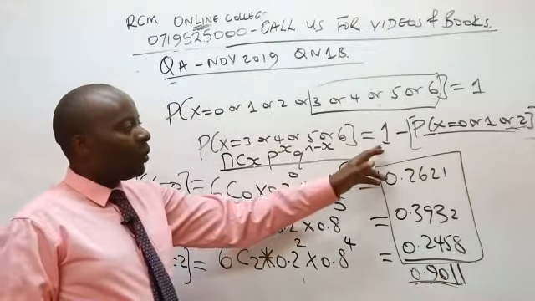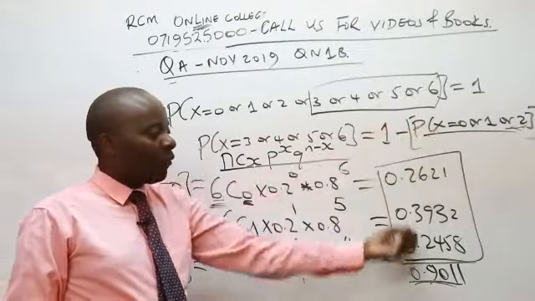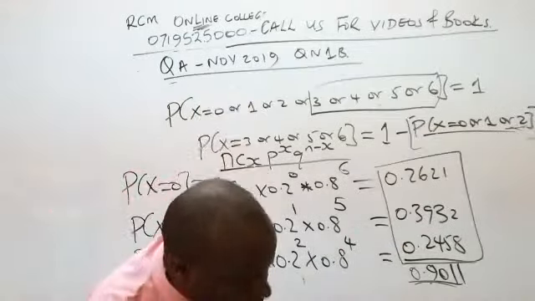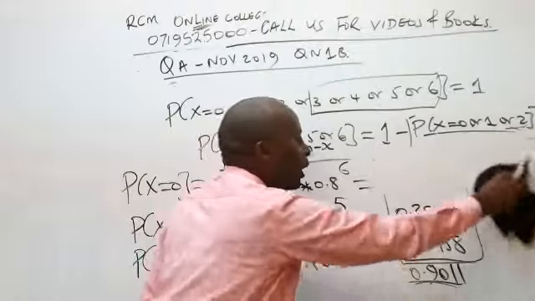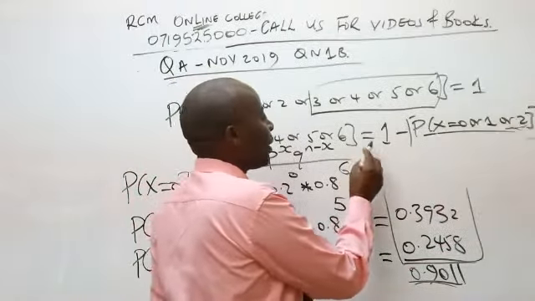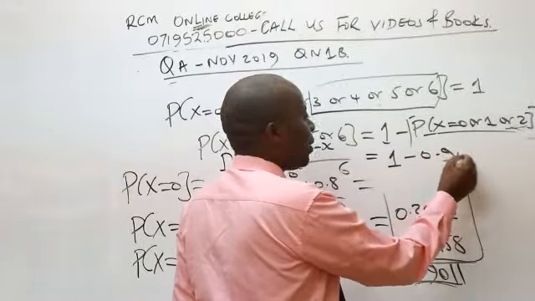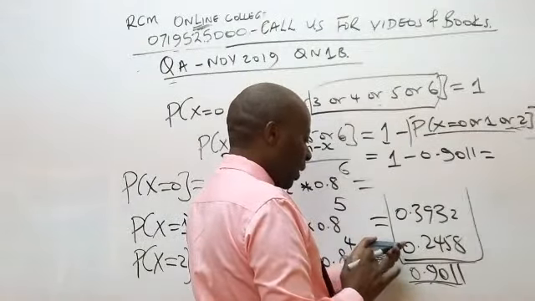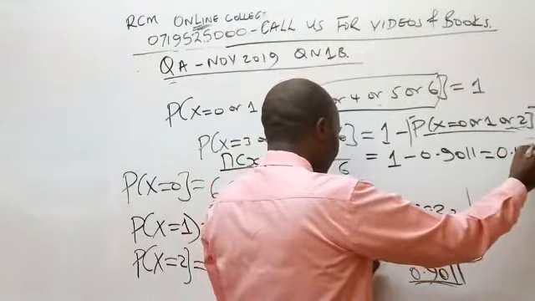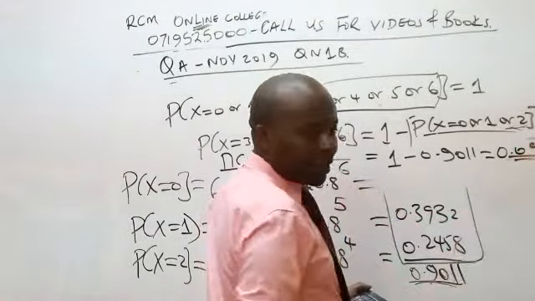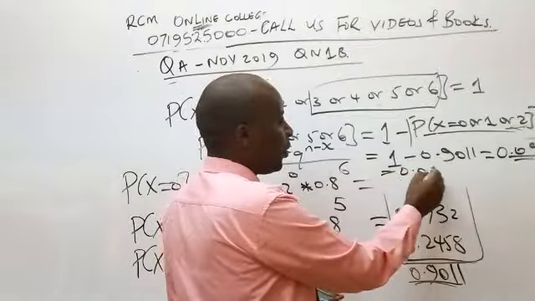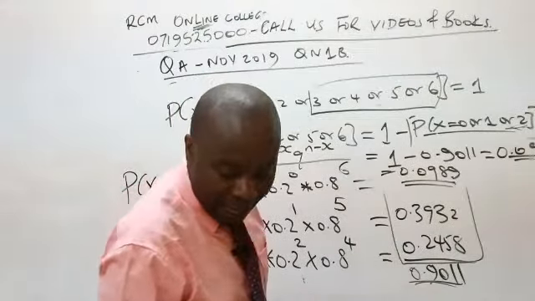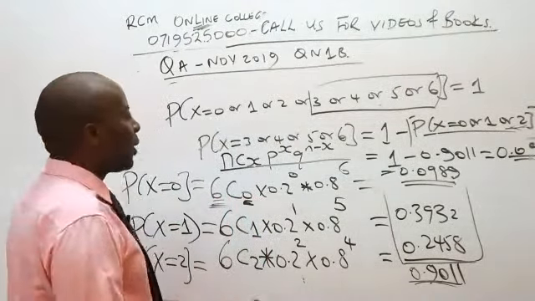If you remember, what they wanted us to give them here is 1 minus that block figure that we have just found there. So our probability for more than 3 will be 1 minus 0.9011, which gives us 0.0989. So this answer is 0.0989, about 9.89%.